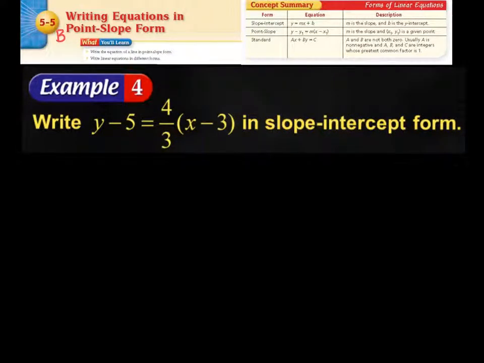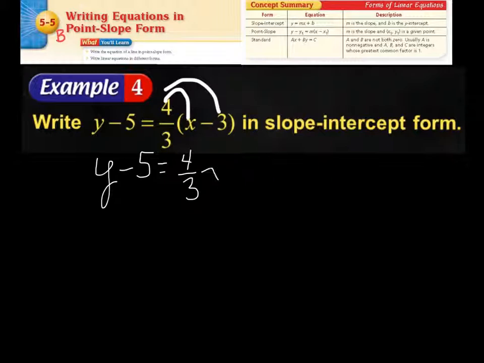In example 4, we're starting off with an equation in point-slope form, and they want us to change it to slope-intercept form. Slope-intercept form is fine with having fractions. Actually, we like to see fractions there because then it's easy to see the rise over run. So we can just distribute that 4/3. So y minus 5 equals 4/3 x.